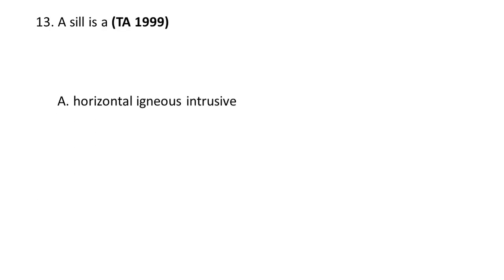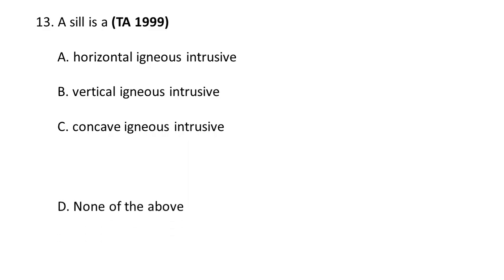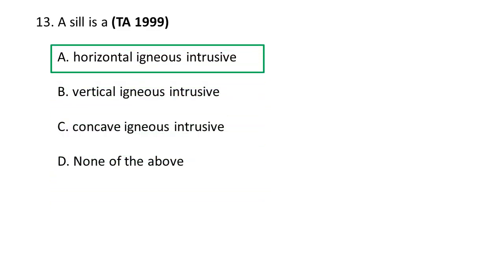Next question. A sill is a, this is also a very simple question, A, horizontal igneous intrusive, B, vertical igneous intrusive, C, concave igneous intrusive, and D, none of the above. So a sill is a horizontal igneous intrusive. A sill is a flat sheet of igneous rock that forms between the layers of the existing rock, and sills are concordant intrusive sheets, meaning they do not cut across the existing rock beds. So a sill is a horizontal igneous intrusive is the correct option.